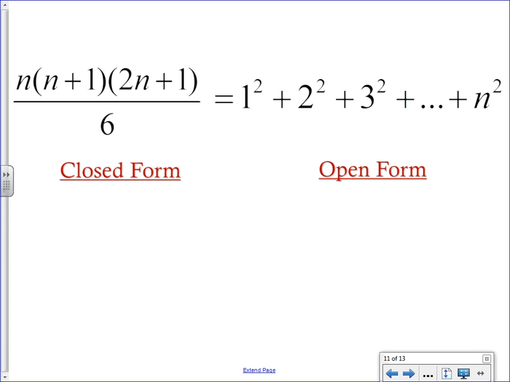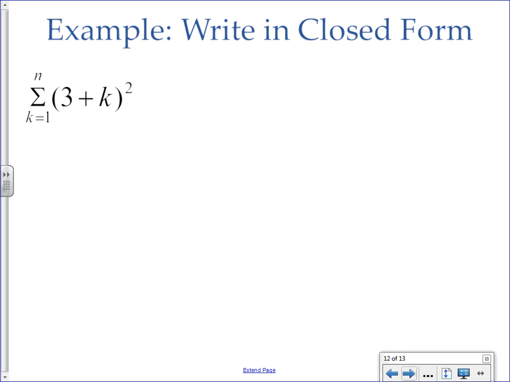Okay, so a little vocab here. On the left we have closed form. On the right we have open form. Open form is all of the terms written out, added together. Closed form is basically our shortcut. So you're going to be asked sometimes to write a series in closed form.